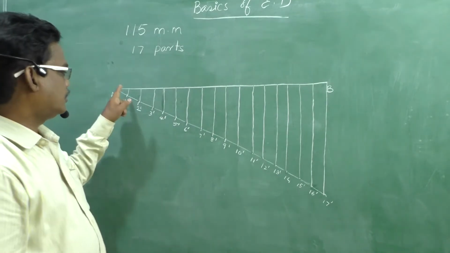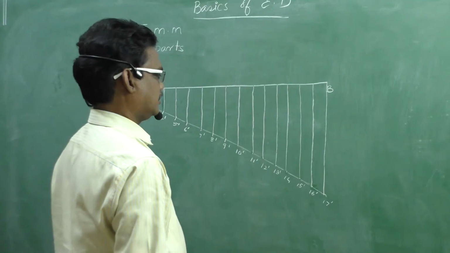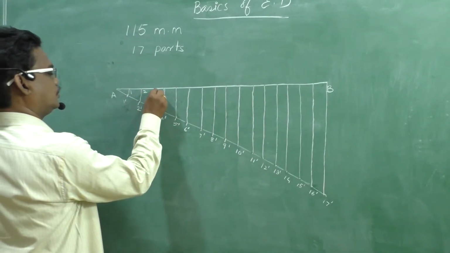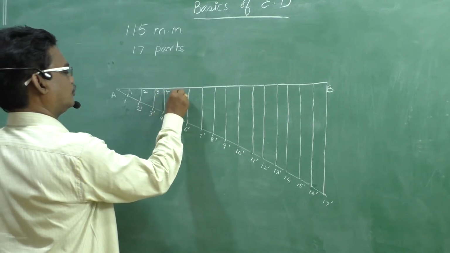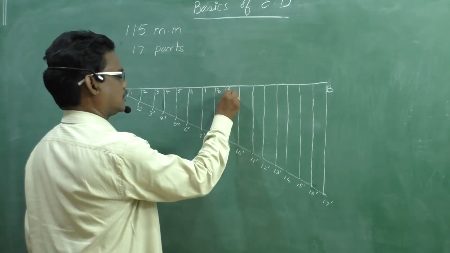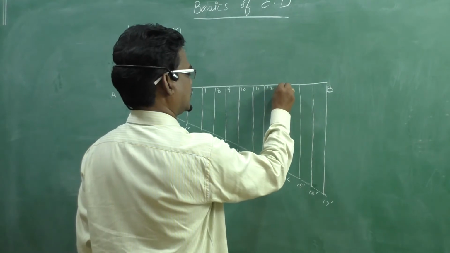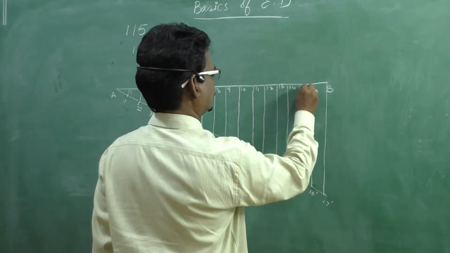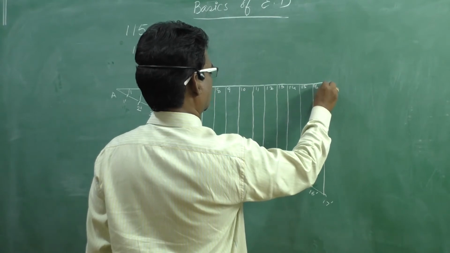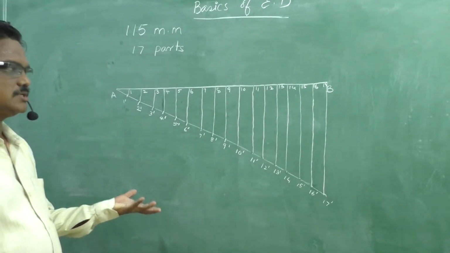Okay, now we got equal parts on the given AB line. Let it be 1, 2, 3, 4, 5, 6, 7, 8, 9, 10, 11, 12, 13, 14, 15, 16, 17. Okay, that means this is a graphical method which gives equal division.